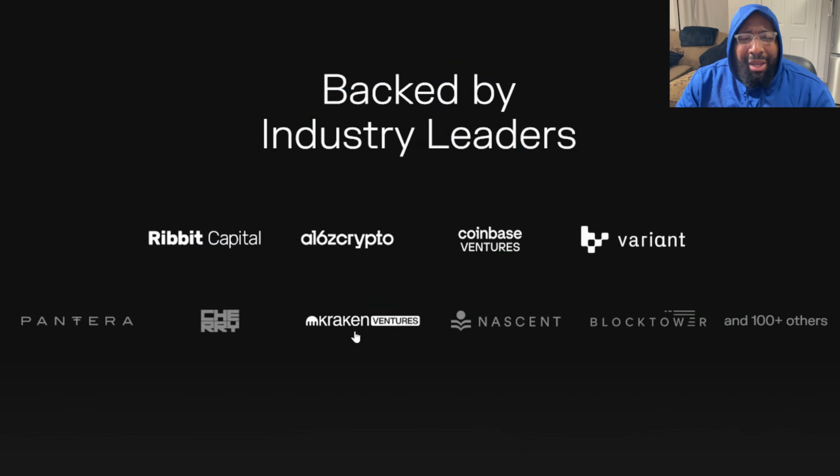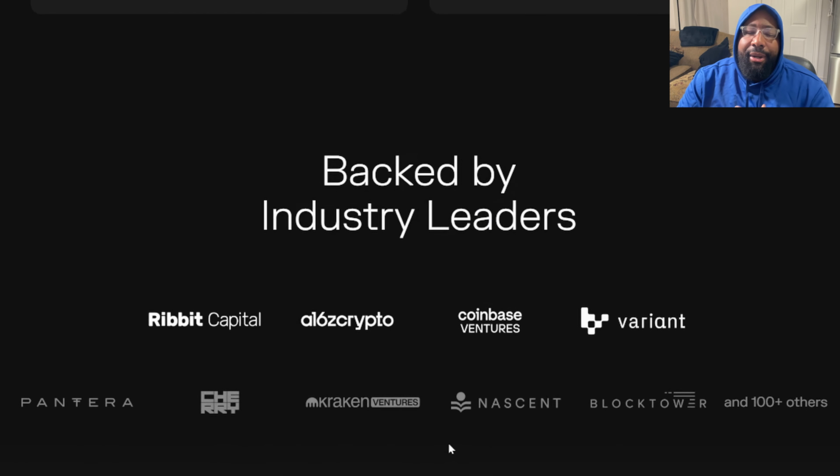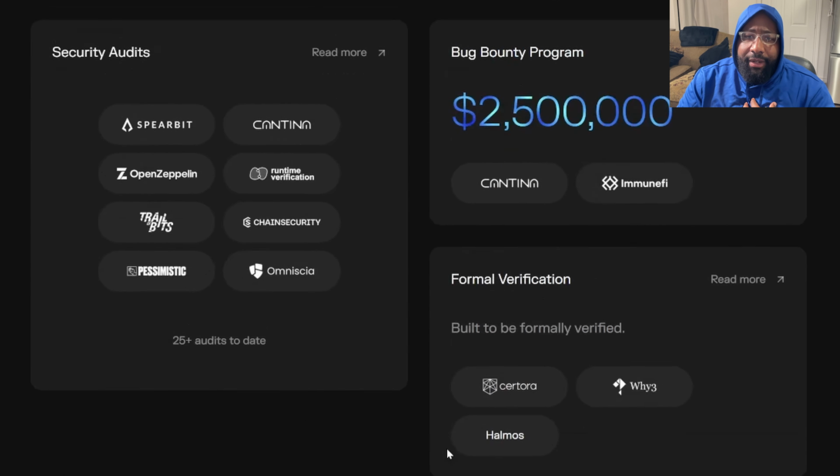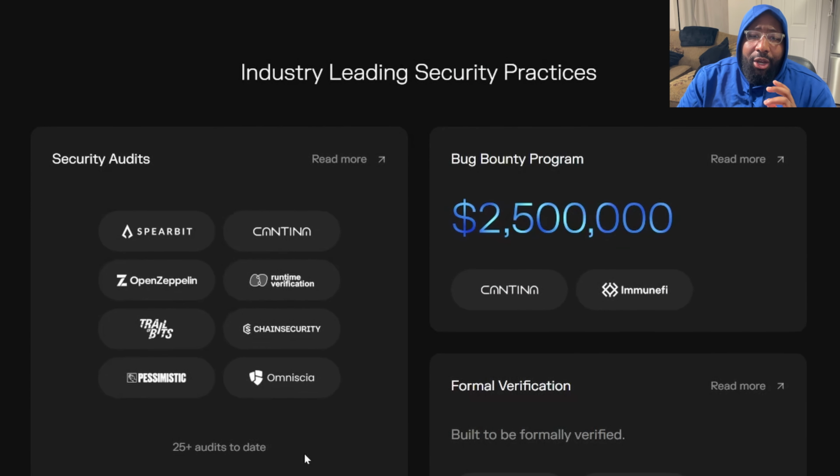You also have Kraken, you have Pantera, which is arguably the biggest VC group that we have in crypto. They've been around for so long, Block Tower, and 100 plus others. This is very comforting to me, right? Very, very comforting.